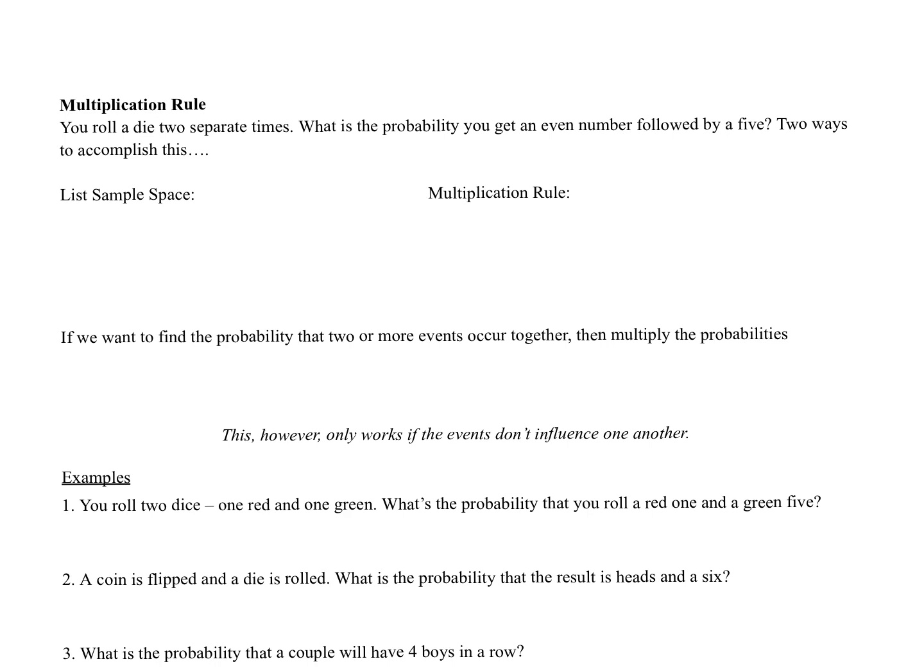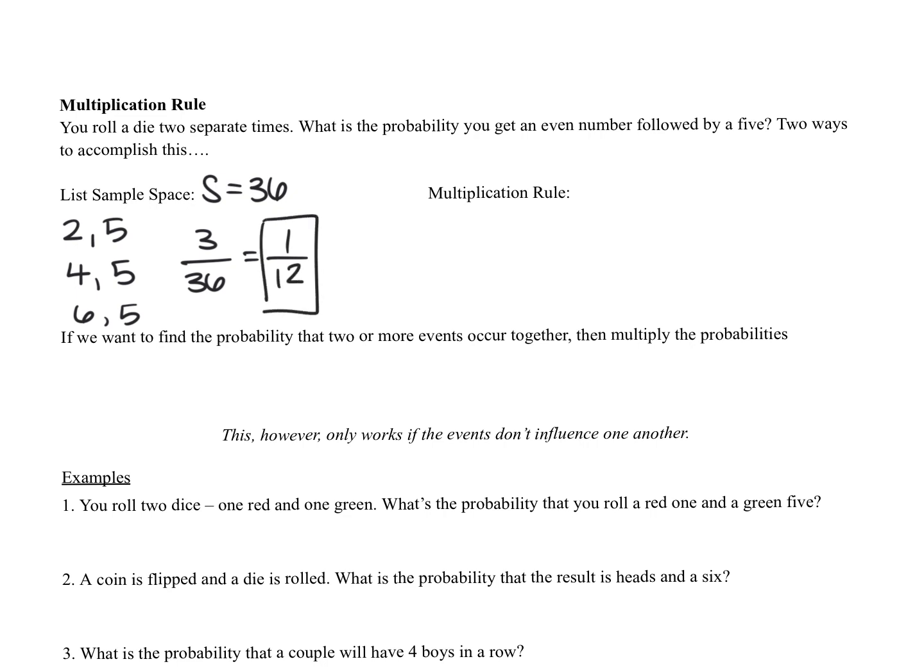You can actually go through the sample space and count the outcomes like we did previously. So we already know the sample space for rolling 2 dice is 36. So even number 2 followed by the number 5. So 2, 5, I can get 4, 5, or I can get 6, 5. So that tells me there are 3 out of the 36 outcomes, which is 1/12. So that's one way to go about it.